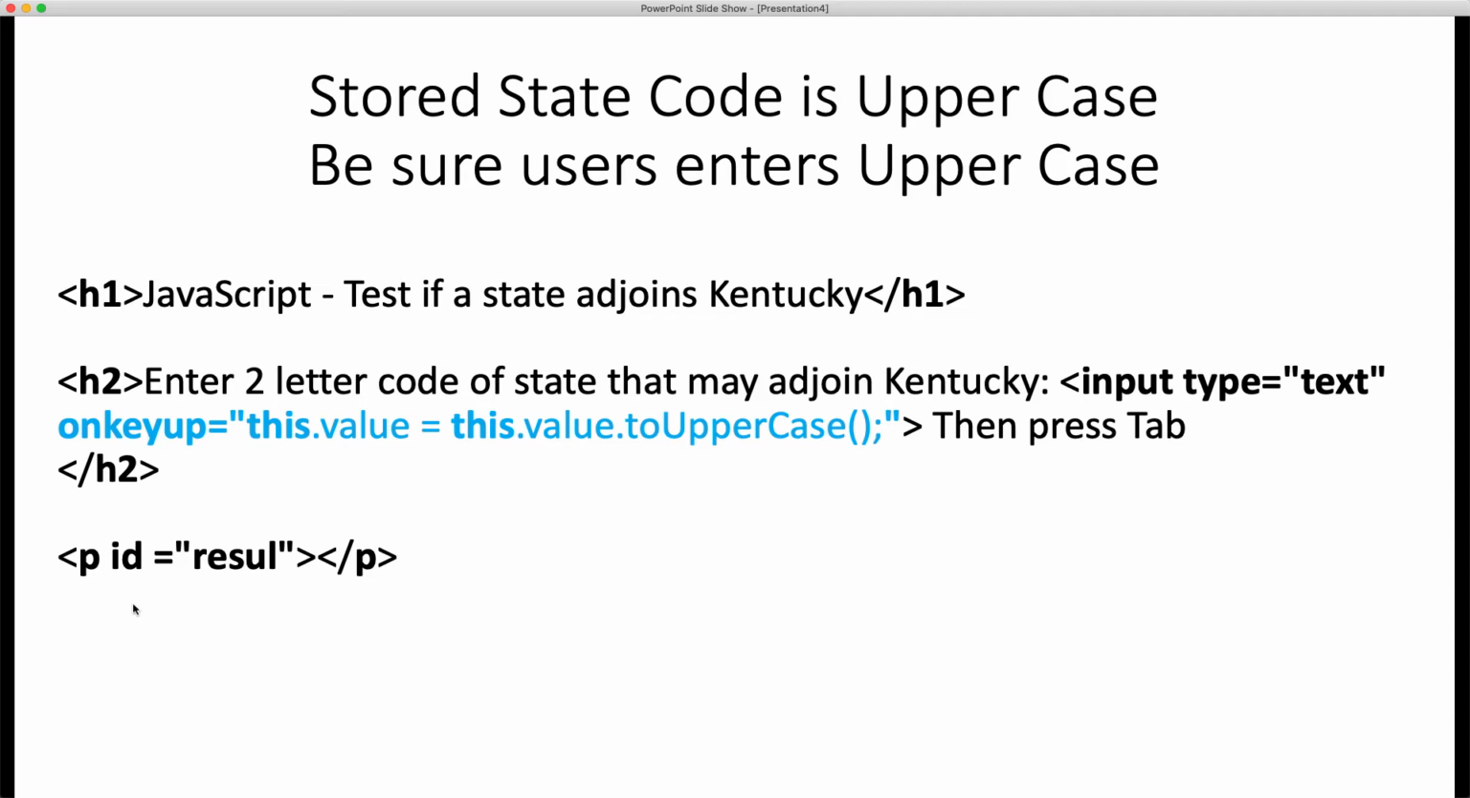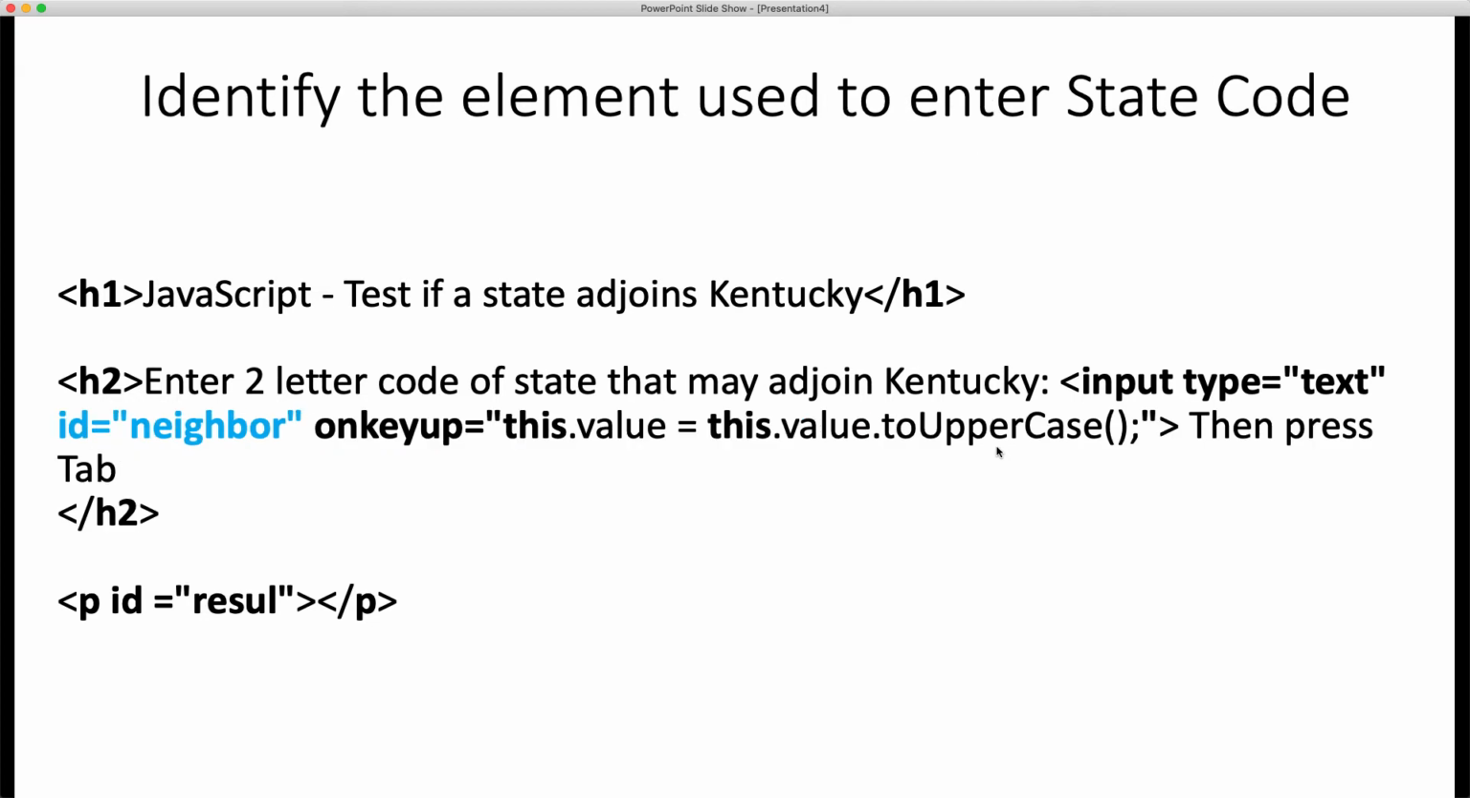So I'm going to include this embedded code that says on the key up, every time the key comes up, I want this value to equal this value to uppercase. And then we're back to the rest of our statements.